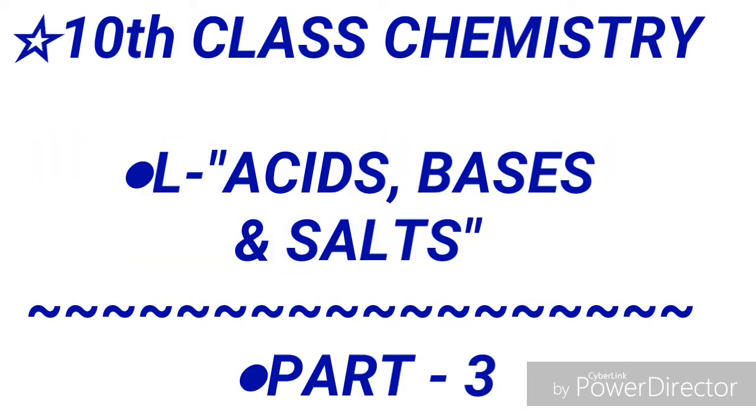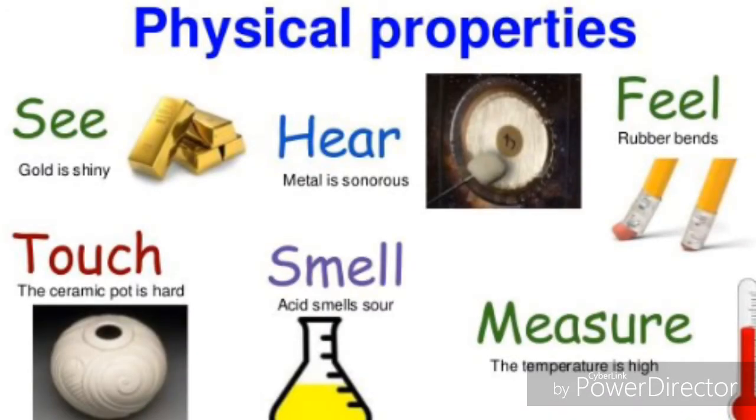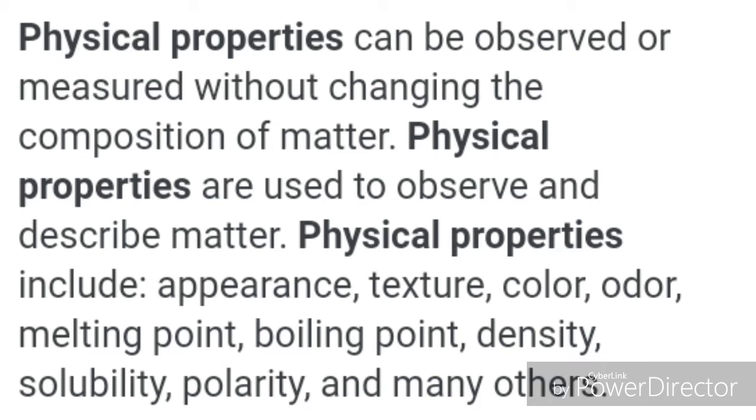Today, let us learn about the physical and chemical properties of salts and the water of crystallization. Before going through the physical and chemical properties of salts, first let us see what are physical properties. Physical properties can be observed or measured without changing the composition of matter. Physical properties are used to observe and describe matter. Physical properties include appearance, texture, color, odor, melting point, boiling point, density, solubility, polarity, and many others.